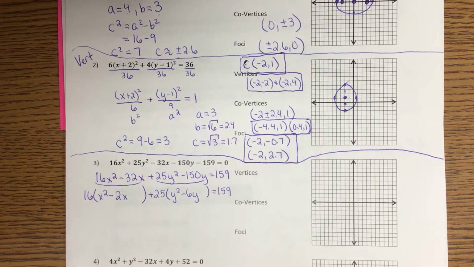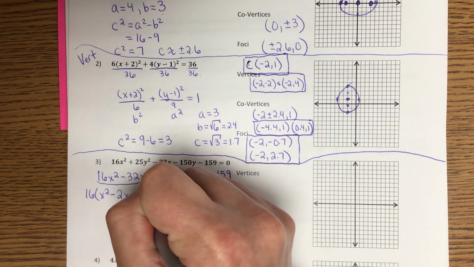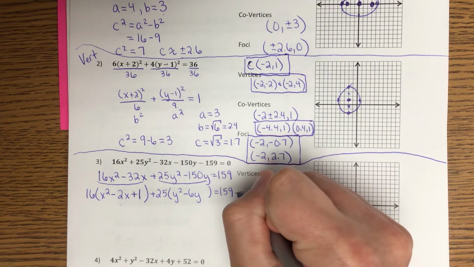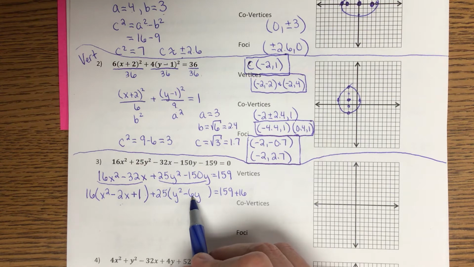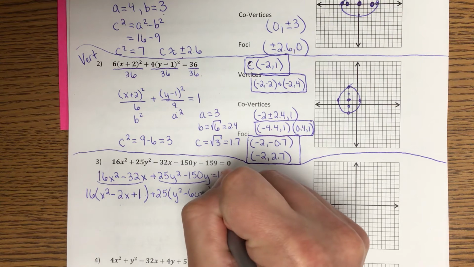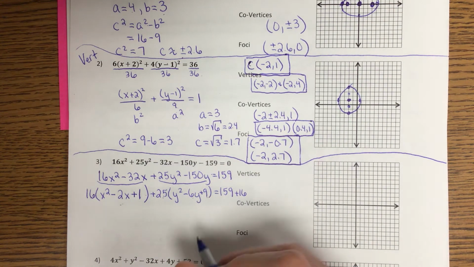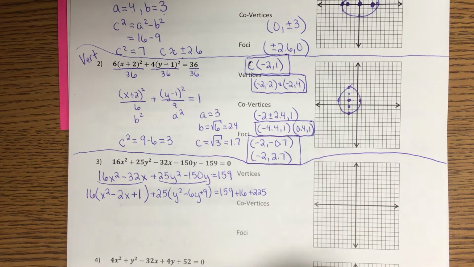All right, when I complete the square, I take the b value, which is -2, divide it by 2, which is 1, and then I square it, which is 1. But then I have to take 16 times that 1 to balance the equation. In the same manner, I'm going to take -6 divided by 2, that's -3. -3 squared is 9, but I have to take 25 times 9, which I believe is 225, and add that to the other side to keep it balanced.